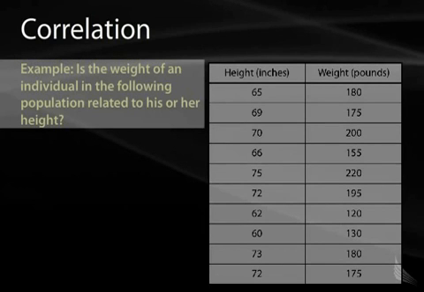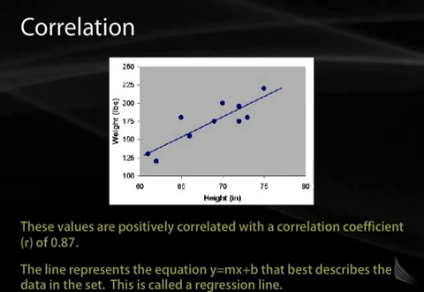For example, given the following data of height and weight, one could ask, is the weight of an individual in the following population related to his height? Well, one might assume that that's the case, but we can test this more specifically by plotting out the various heights and weights to see how well correlated they are. The next slide shows the data, and it certainly appears that as the height increases, the weight also increases, and vice versa.